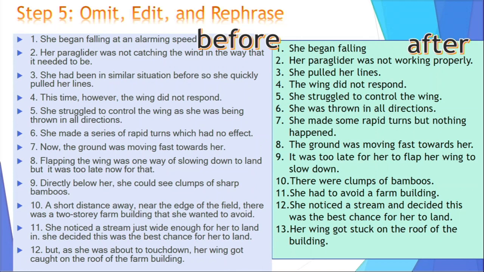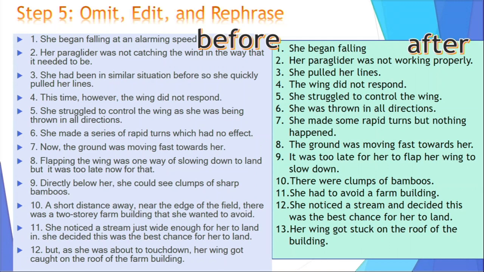Point number 1, the actual original point is: she began falling at an alarming speed. So when we omit, when we edit, we need to take only the action or the problem that happened to her. So it becomes shorter: she began falling. Point number 2, her paraglider was not catching the wind in the way that it needed to be. So we just need to take the idea that her paraglider was not working properly.